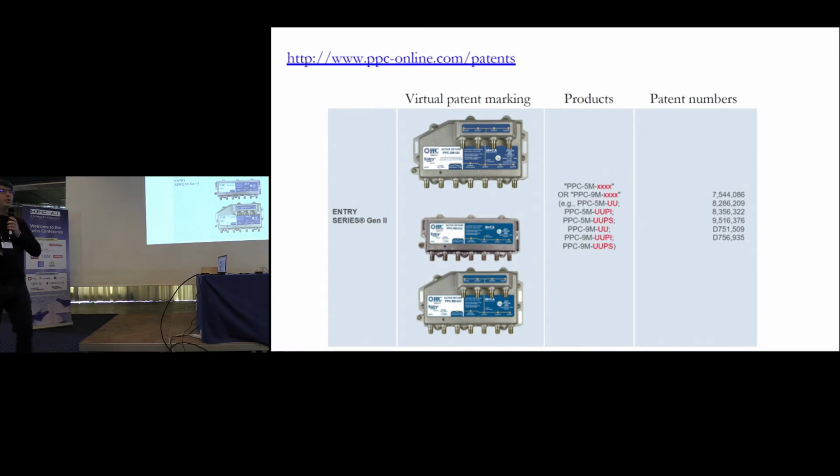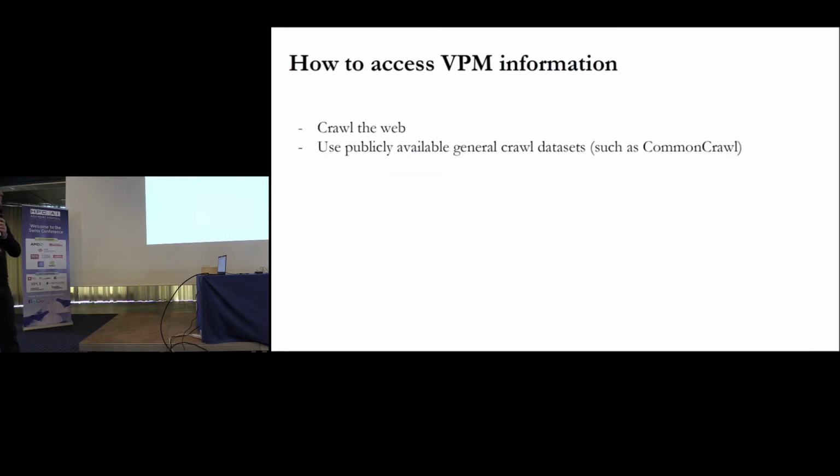So the goal of the crawler is just to identify such pages. Furthermore, there is, of course, further work after that to really link products and patent numbers, which is also not a trivial task. So to access virtual patent marking information, you have two choices.